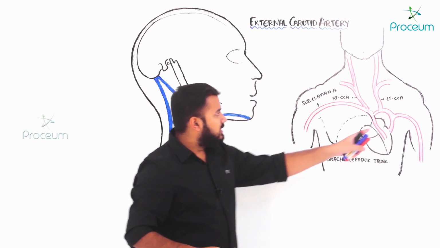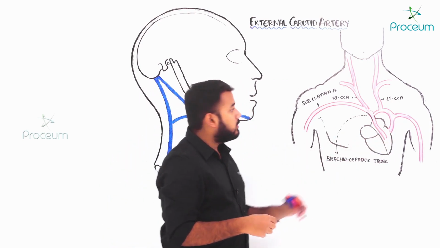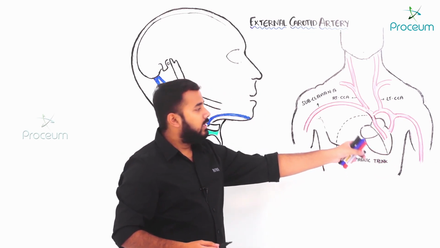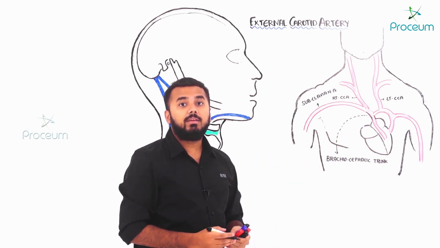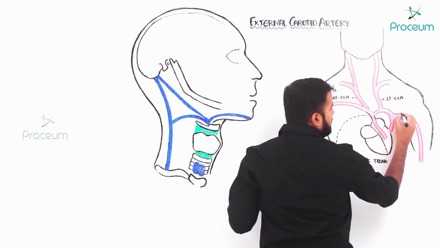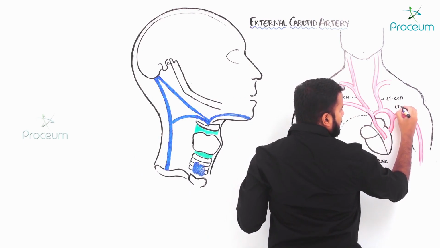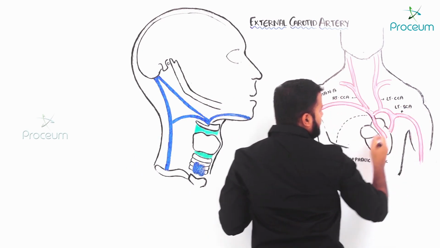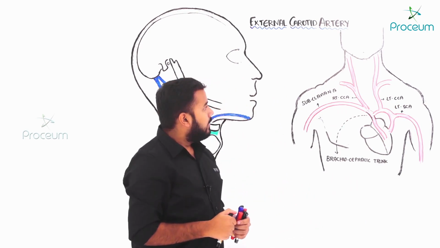And what is this artery over here? This also passes through the left side of the arm. This is called the left subclavian artery, the left SCA, which stands for left subclavian artery.